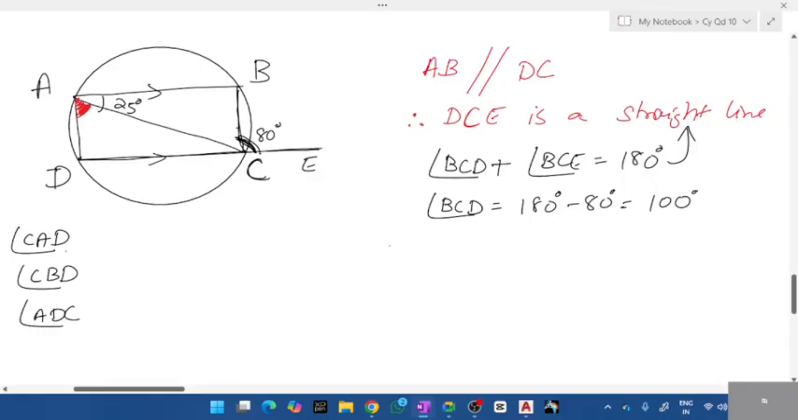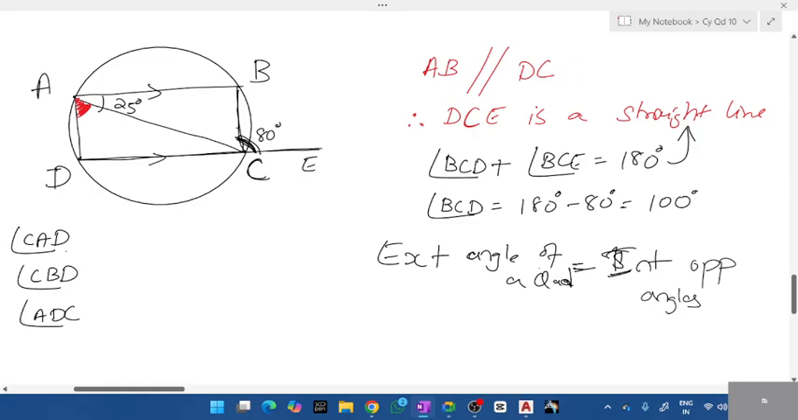If not, look at the direct formula: exterior angle of a quadrilateral. This is actually a theorem. What's the theorem, students? Who knows this theorem? Exterior angle of a quadrilateral is equal to the interior opposite angle. So 80 degrees interior opposite angle. Even this entire A should be 80 degrees. So angle BCE is equal to angle DAB. This is what you write.